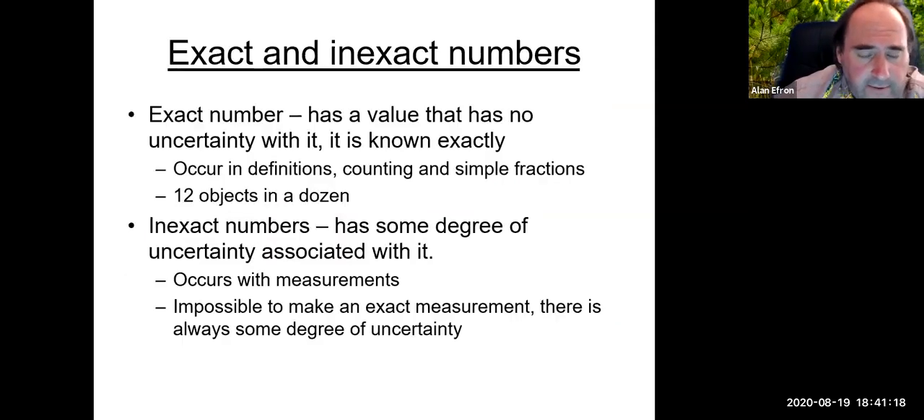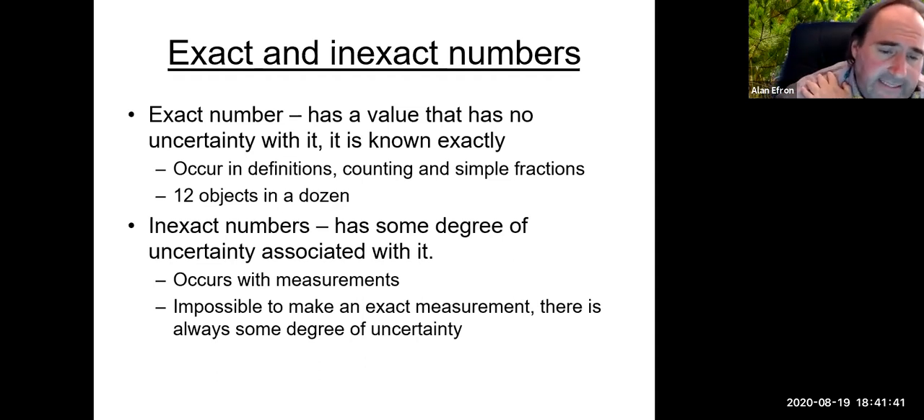So let's talk about numbers and what comes about those numbers. We come across really two types of numbers. One are what are referred to as exact numbers, and exact numbers have really no uncertainty with them. What these both deal with is what is known as significant figures. And if you have an exact number, it's really one of two things.